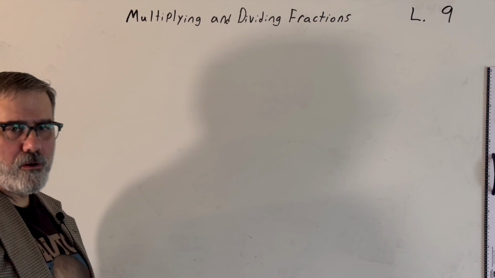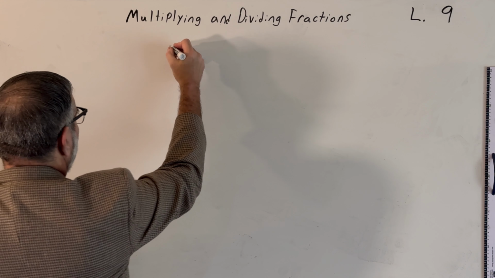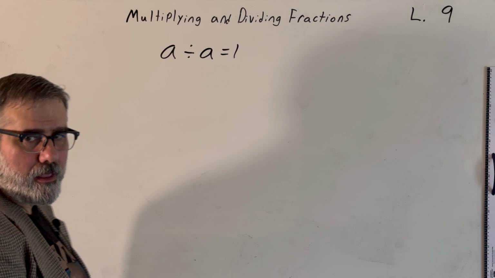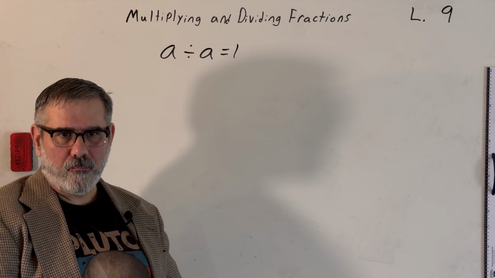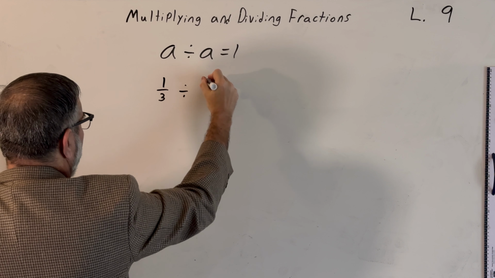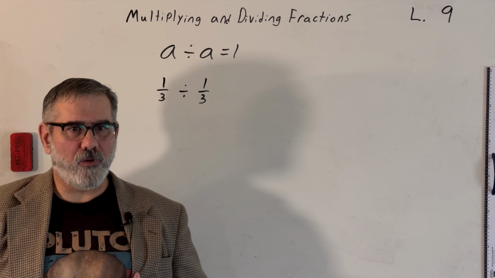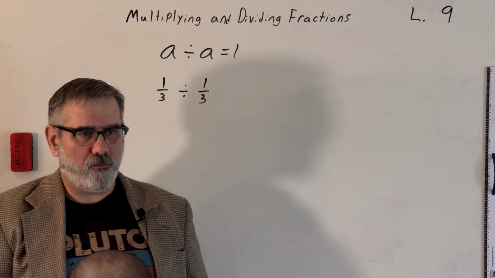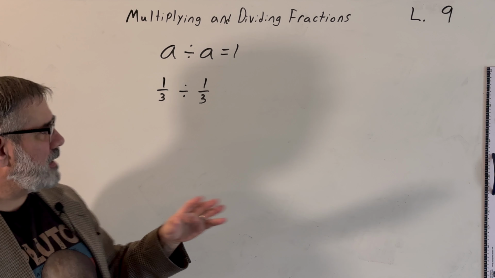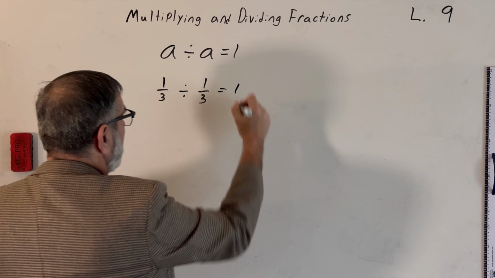So what do we know about division, right? Division is the opposite or the inverse of multiplication, right? So we know that A divided by A is 1. Yes? So if I were to ask, what is 1/3 divided by 1/3? Well, I don't know how to do this yet because I haven't explained to you how to divide a fraction by another fraction, let alone a fraction by a whole number, right? But I know that 1/3 divided by 1/3, just based on the definition of division, is equal to 1. Okay?